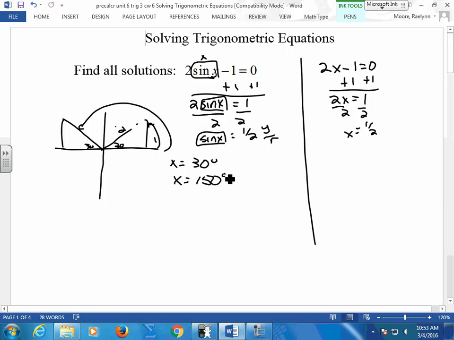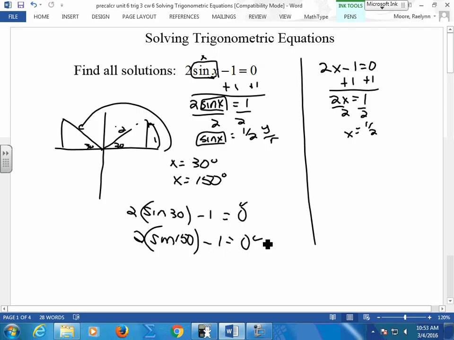Now, this is an equation. We can absolutely test this to see if it works. We can come back to your original thing and say 2 times the sine of 30 minus 1, hit enter, and it should say 0. Then we'll check 2 times the sine of 150 minus 1, and it should say 0. It's an equation, so you can check it.